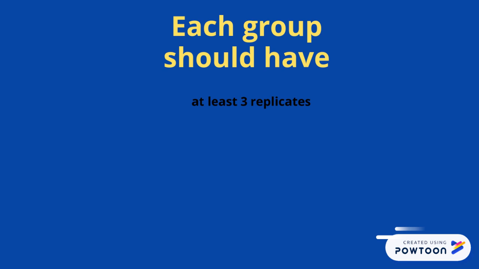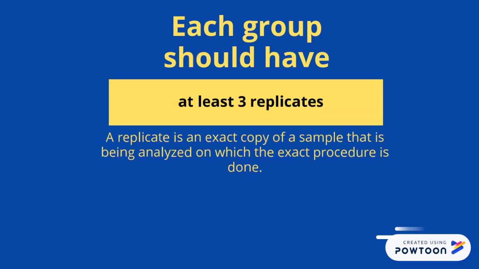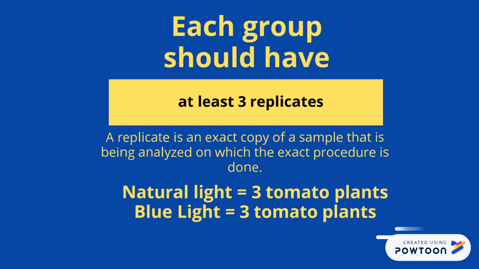Another feature of a good experiment is that each group should have a minimum of 3 replicates. A replicate is an exact copy of a sample that is being analyzed on which the same procedure is done. So in our project, we would need at least 3 tomato plants under both types of light. However, the more replicates that you can produce, the better the data.